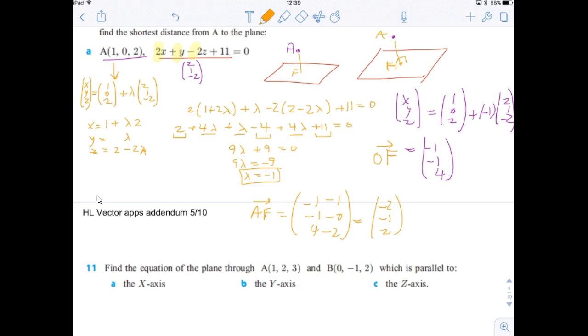And then if we wanted to find the distance of that point, which would be the shortest distance between A and the plane, all we need to do is do Pythagorean's theorem, 2 squared plus 1 squared plus 2 squared, which gives us square root of 9, which is equal to 3. So, not so bad.